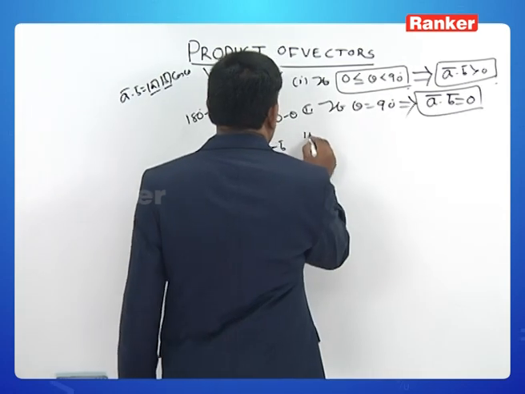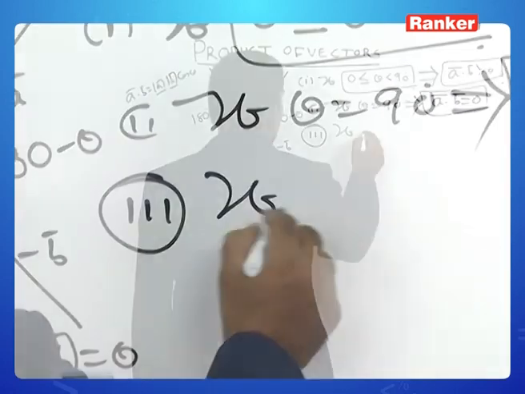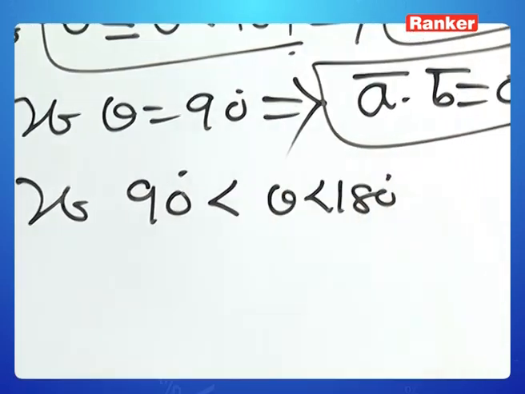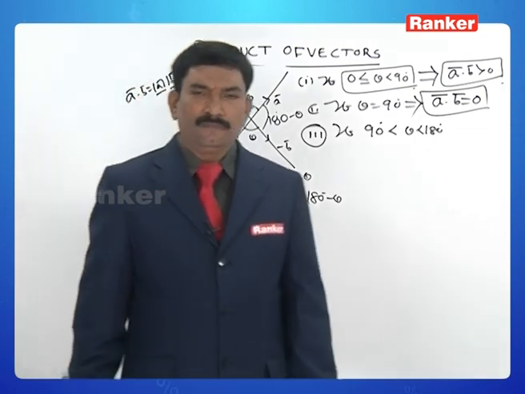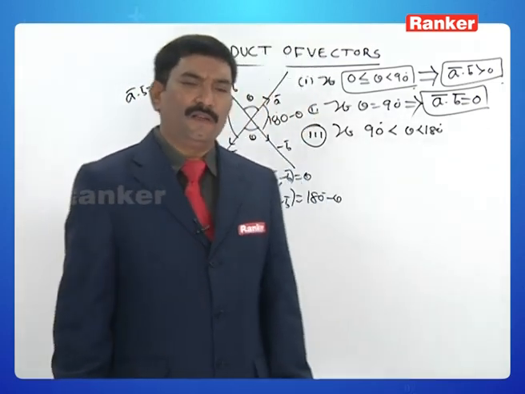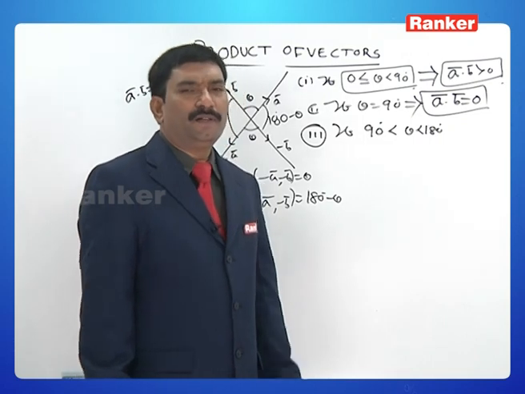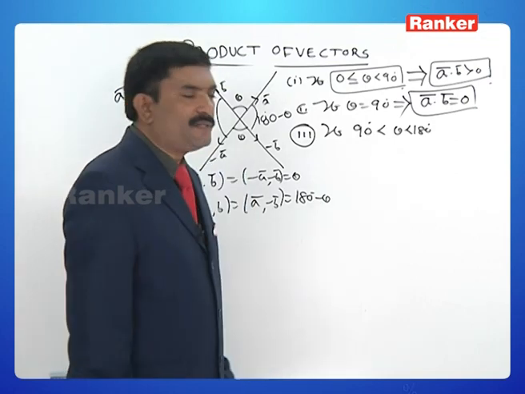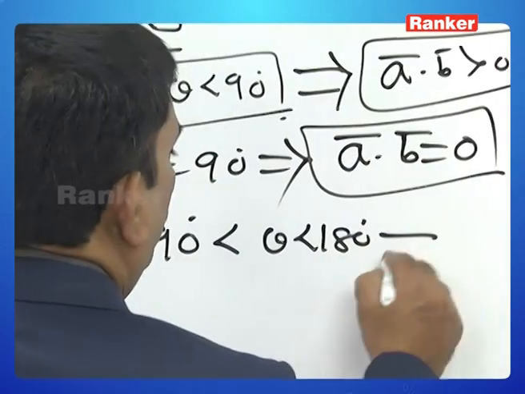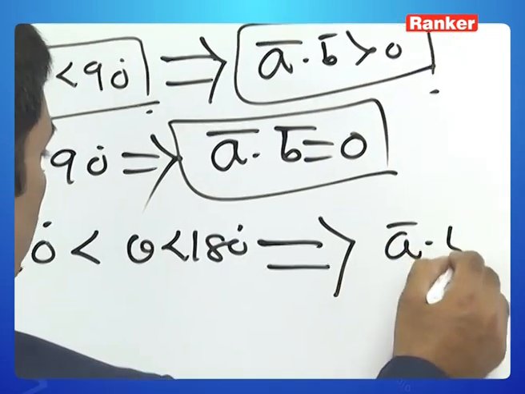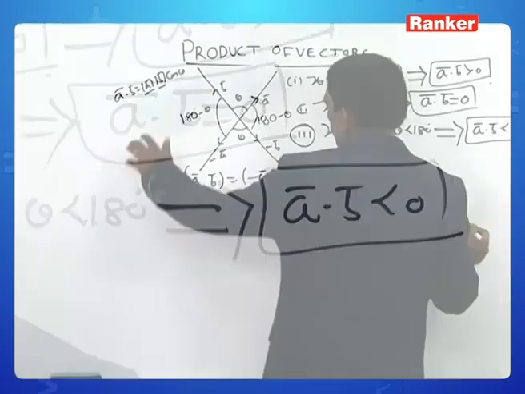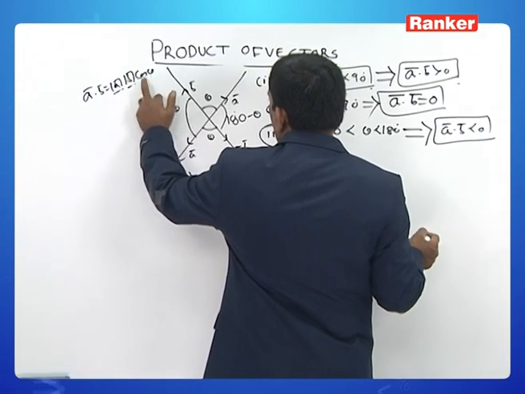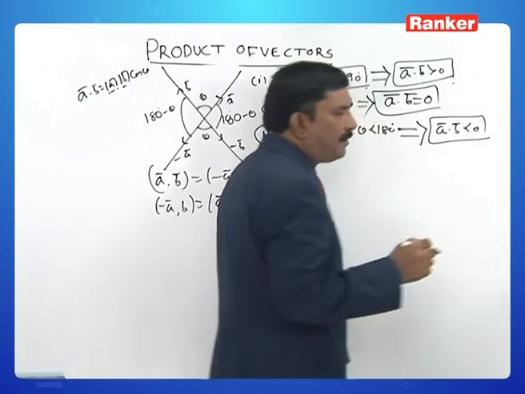Next, the third one is, if 90 less than theta less than 180, more than 90, it's an obtuse angle. In the second and third quadrants, cos theta is negative. It's an obtuse angle, which implies A bar dot B bar is less than 0. How come? A dot B is equal to mod A, mod B, cos theta. Positive, positive, cos is negative. Therefore, A dot B is less than 0.